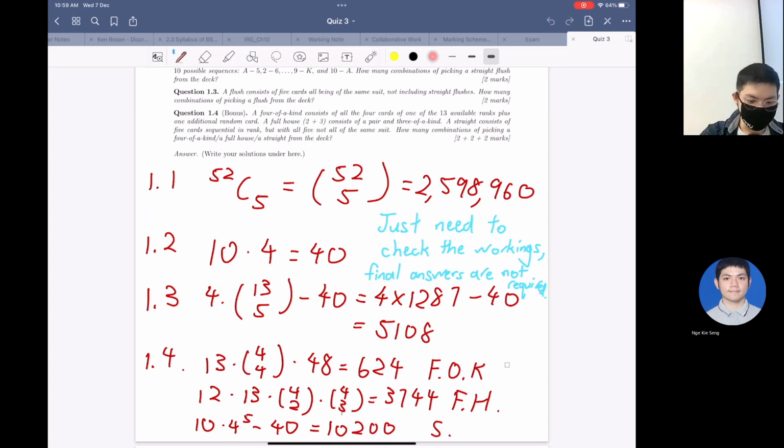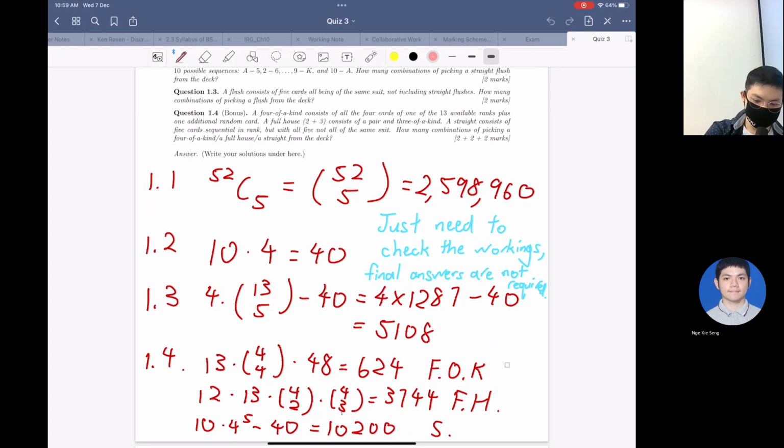So bonus mark here, four of a kind. Four of a kind consists of all four cards of one rank. So the rank has to be the same. Four cards with the same rank plus one additional random card. So it's 13 times 48, because 48 is after you take away the four cards.